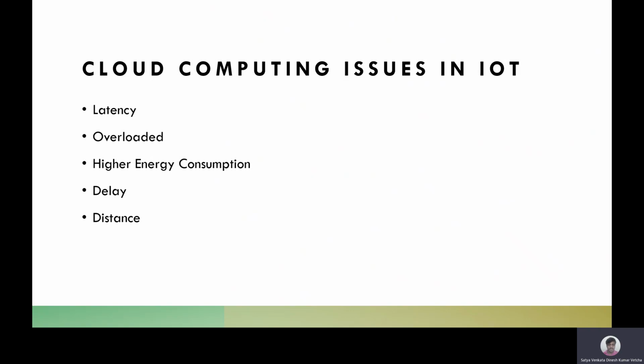As Internet of Things usage has increased, we have cloud computing, which is capable of providing computational power, storage and everything, but it is placed far away from the user. Based on that, we have issues like latency, overload, higher energy consumption and delays. A task which requires an immediate response takes so long to complete.